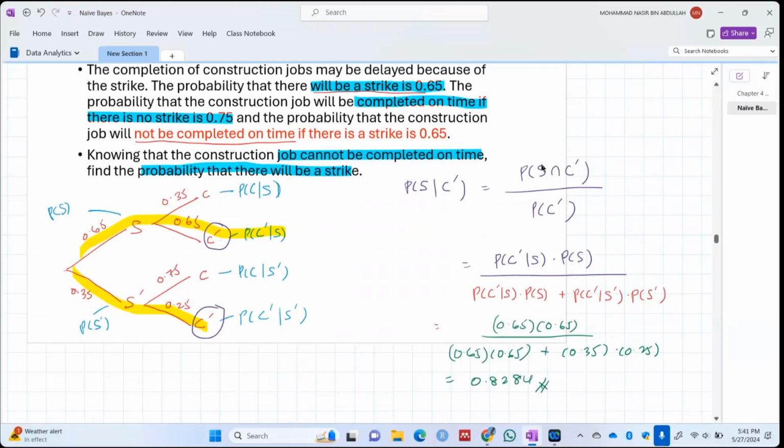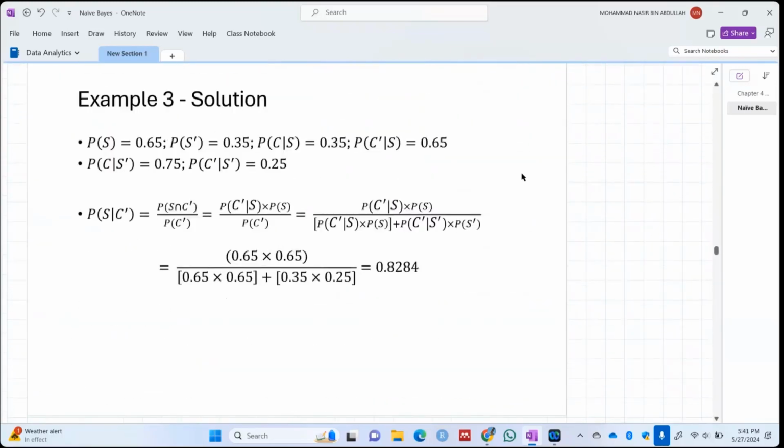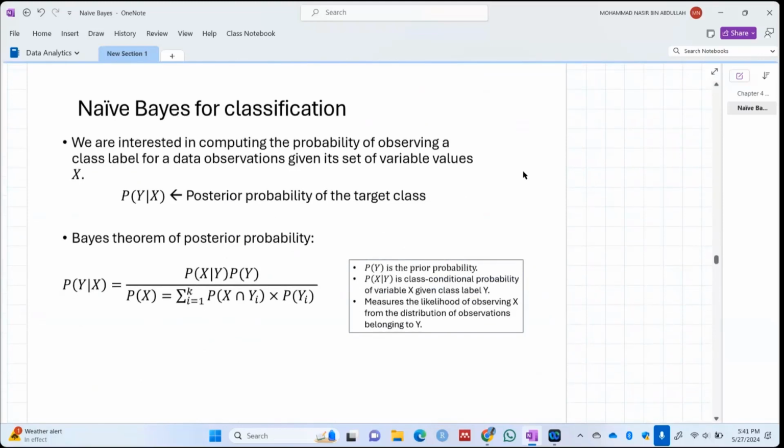It's okay. Because after this linear discriminant analysis, we will apply the same concept. So you need to understand the Bayes theorem. Right, so this is the answer. So now let's look at naive Bayes classification.